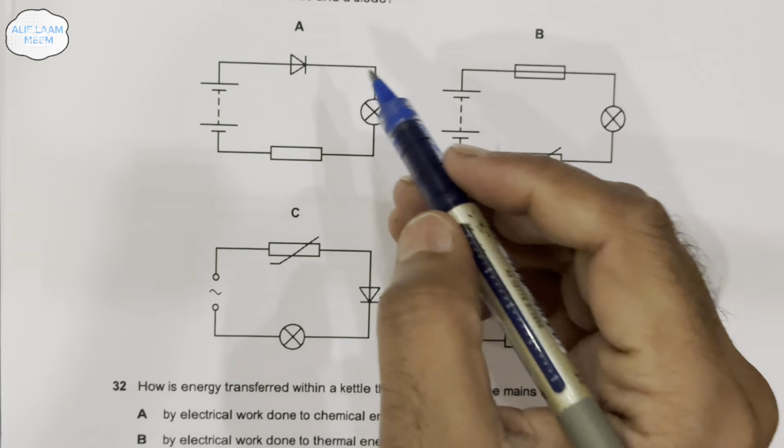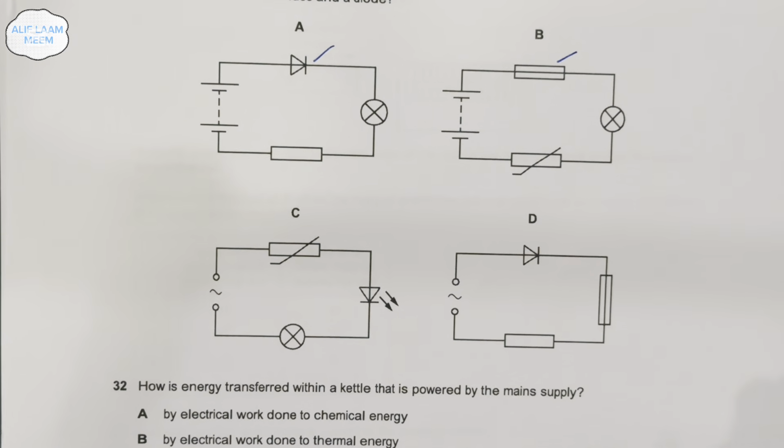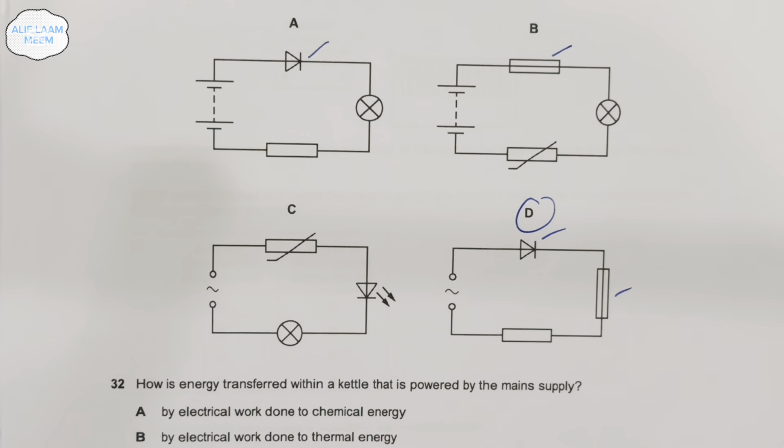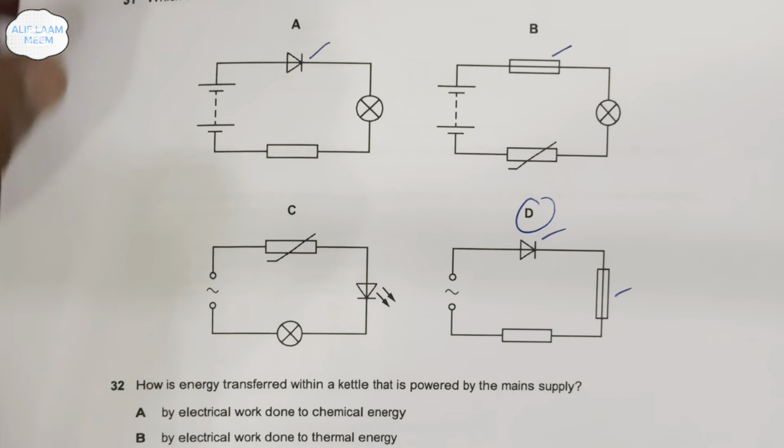Moving to question number 31, which circuit contains a fuse and diode? We know that this is the symbol of fuse, this is the symbol of diode, but these need to be contained in one picture, and this is the right choice. Option number D.